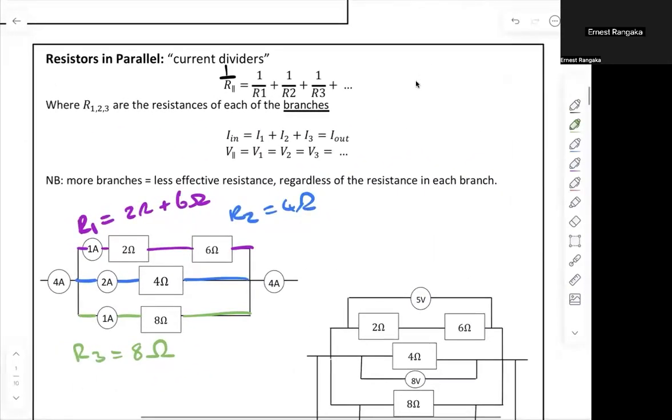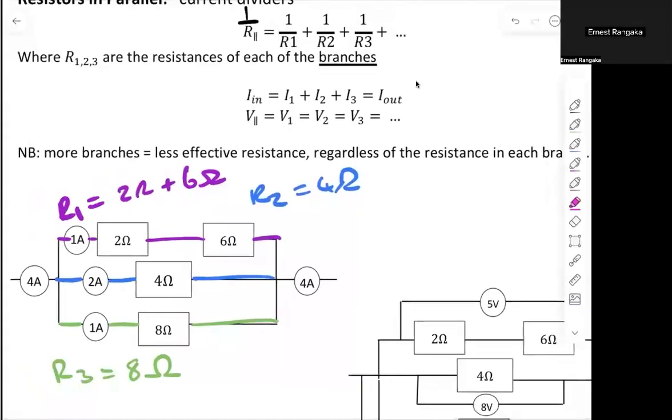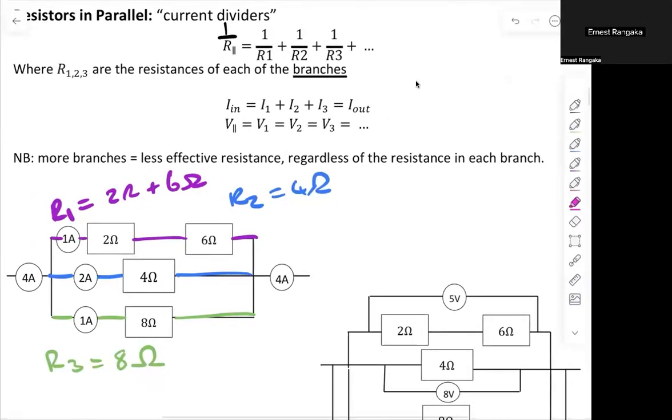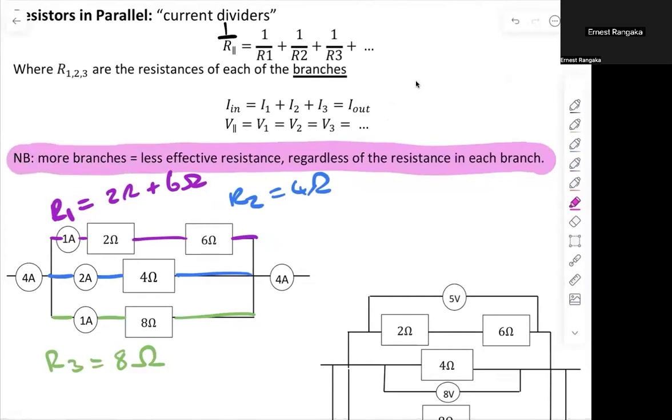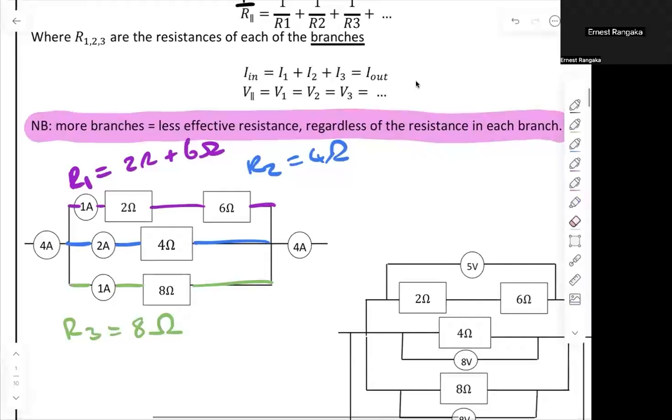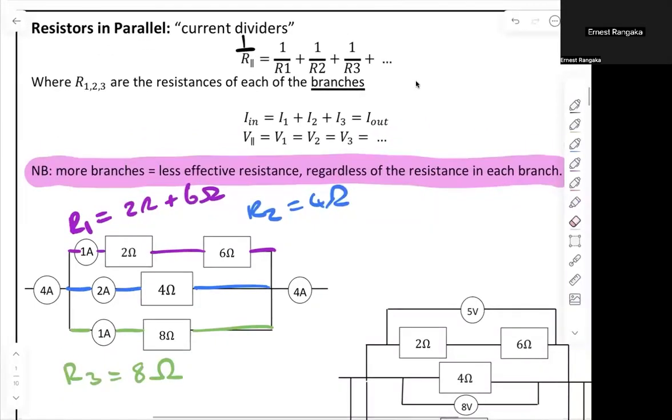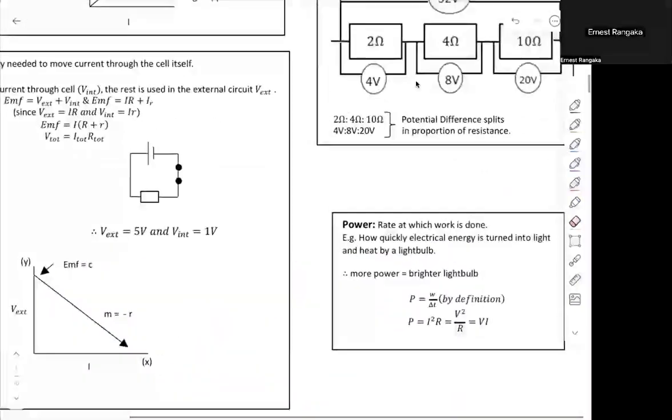And then one key thing that we need to remember here is the more branches we have, the less effective the resistance, regardless of the resistance in each branch. What that basically means is that as I add more and more resistors in parallel, my total resistance goes down. As I add more and more resistors in series, my total resistance goes up. So it's very important. The more resistors I add in parallel, the less effective my resistance becomes, meaning my R total will go down in that case. So there's a very important one about resistors in parallel.